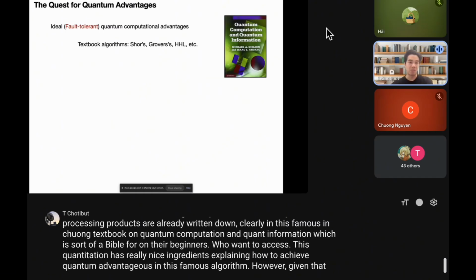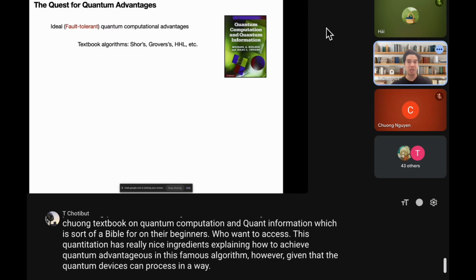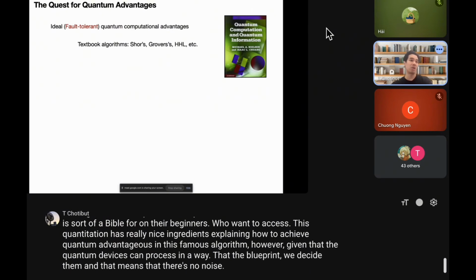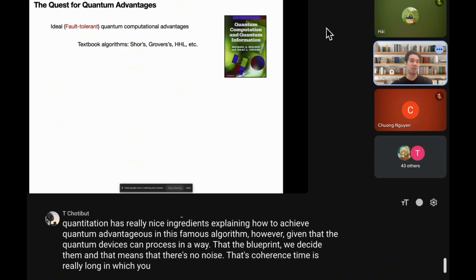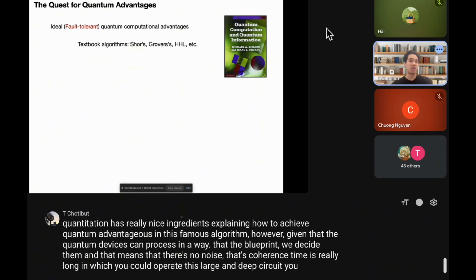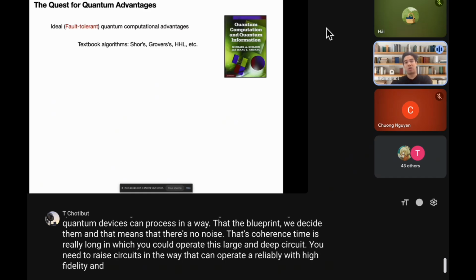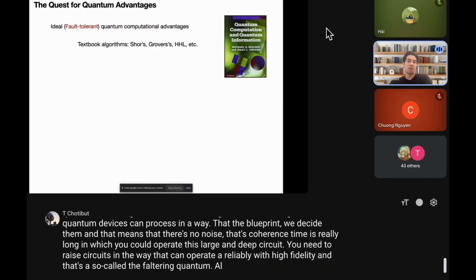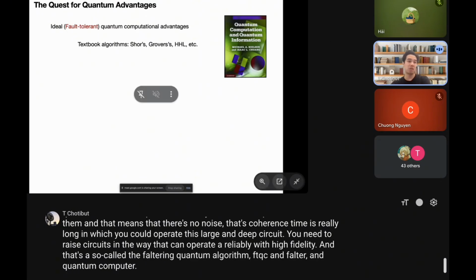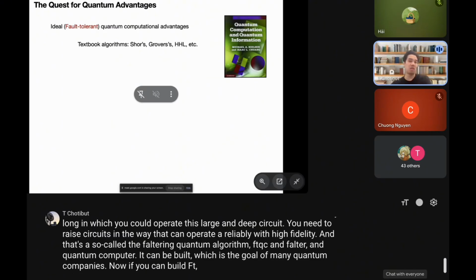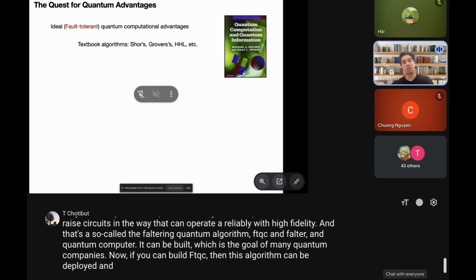However, this assumes that the quantum devices can process in the way that the blueprint was designed. That means there's no noise, the coherence time is really long, so that you could operate this large and deep unitary circuit reliably with high fidelity. That's the so-called fault-tolerant quantum algorithm, or FTQC, a fault-tolerant quantum computer. If it can be built, which is the goal of many quantum companies now, then these algorithms can be deployed and you get quantum advantages, provably.